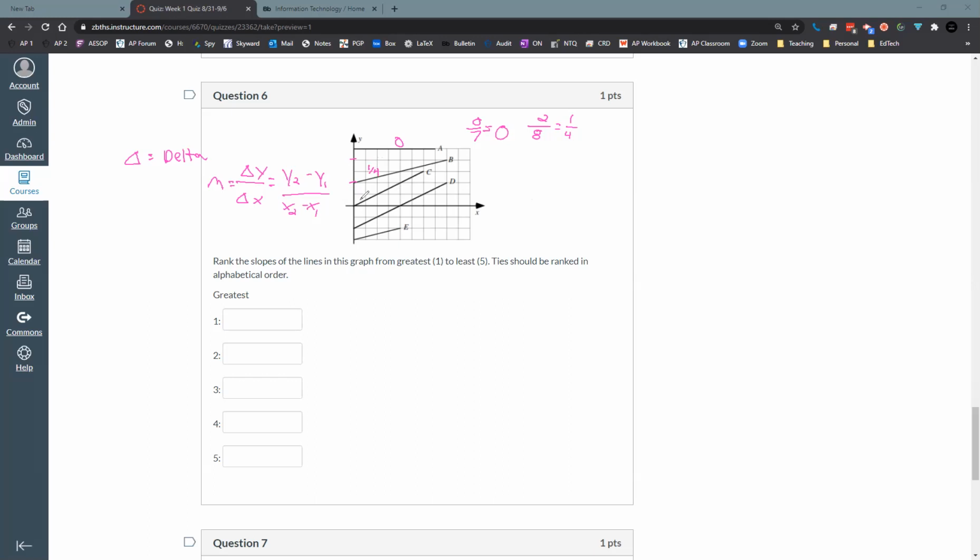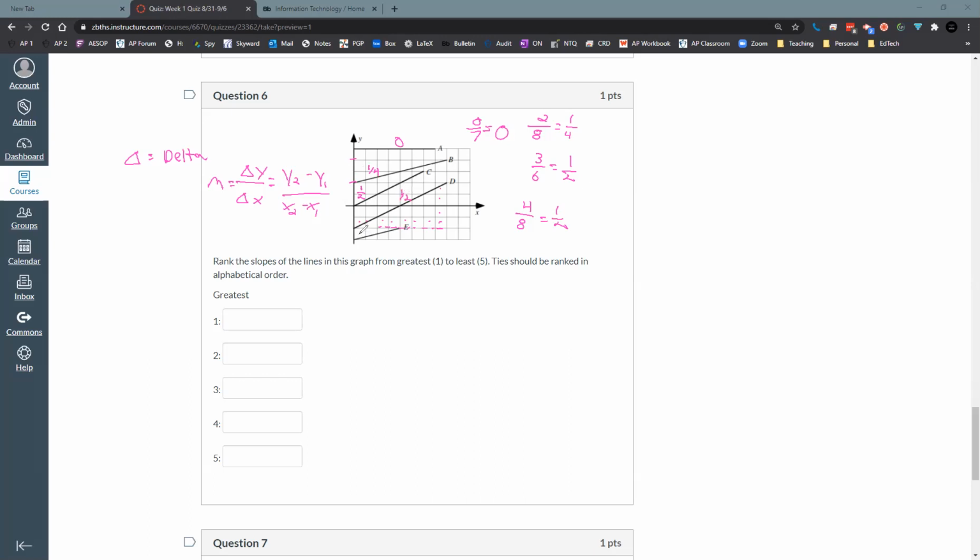C goes over 1, 2, 3, 4, 5, 6, and it goes up 1, 2, 3. So this is going to be 3 divided by 6, which is half. D goes up, so, little dotted line out here. So it goes up 1, 2, 3, 4, and it goes over 1, 2, 3, 4, 5, 6, 7, 8. So up 4 over 8 gives you half. It is in fact parallel to C and therefore has the exact same slope.